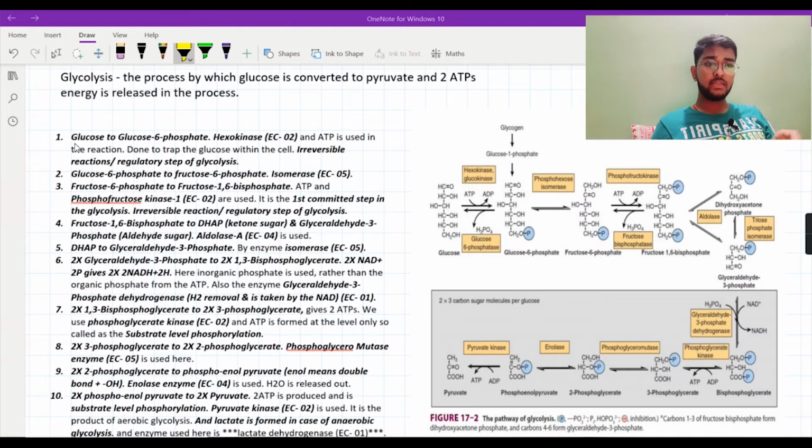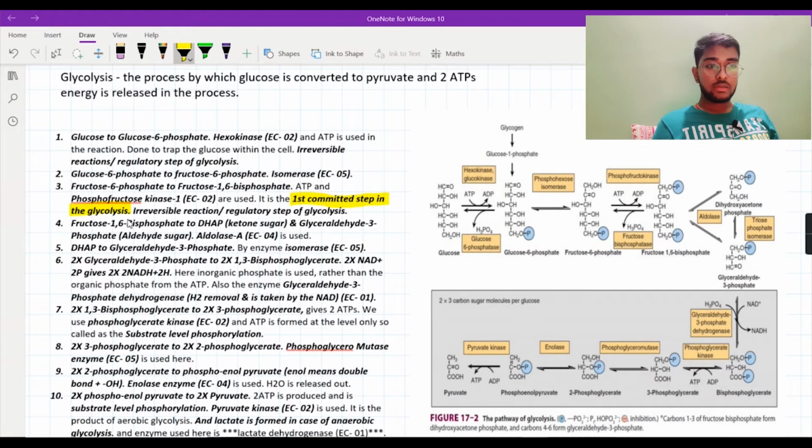So ATP is added and the enzyme name is phosphofructokinase 1, and it is also an irreversible step and a regulatory step because ATP is involved in this reaction. So ATP-involved reactions are regulatory steps, and this step, that is, fructose 6-phosphate converted to fructose 1,6-bisphosphate, is also considered the first committed step in glycolysis. It should be remembered.